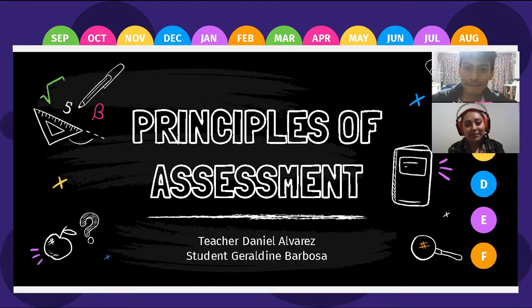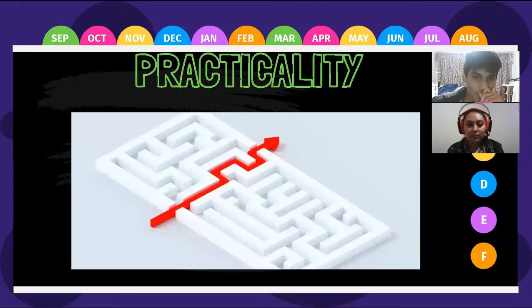Okay, Geraldine. We're going to start with today's topic, which is principles of assessment. Mainly, there are five, in which we are going to introduce you more to these principles. So let's start with the first one, which is practicality. Practicality makes reference mainly to the simplicity of the assessment tool or the activity you are going to perform with your students.